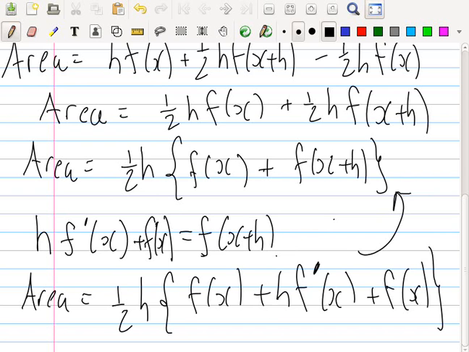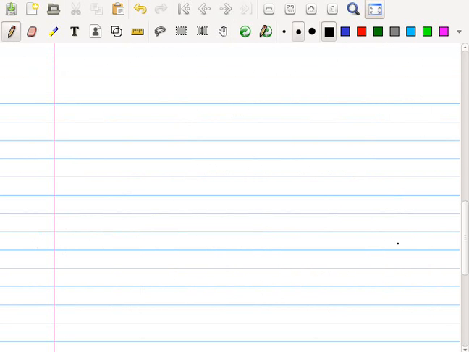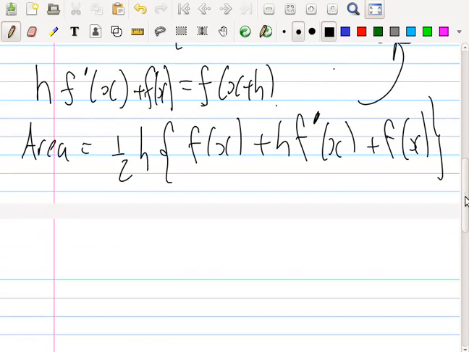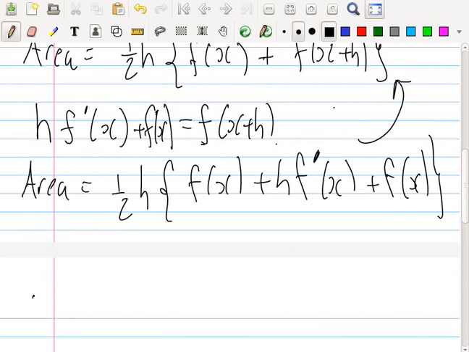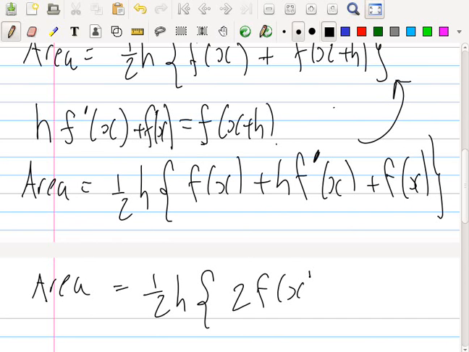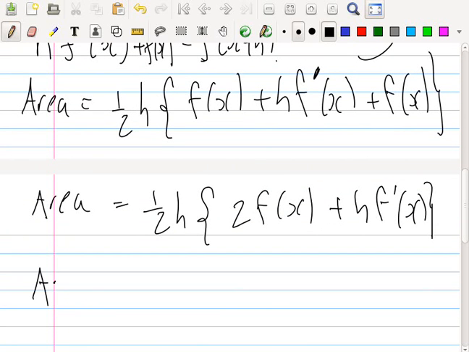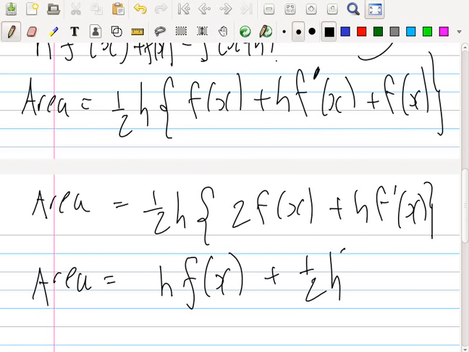Got this written down? Okay. Well, you can see here on the inside you get 2 f of x plus h f derivative x. So let's multiply in again. That times that will be h f of x plus a half h squared f derivative x.